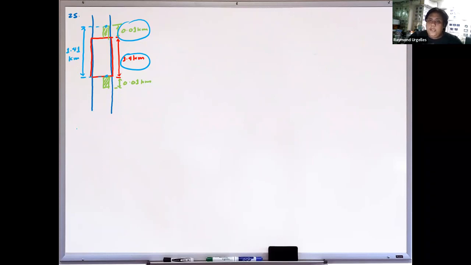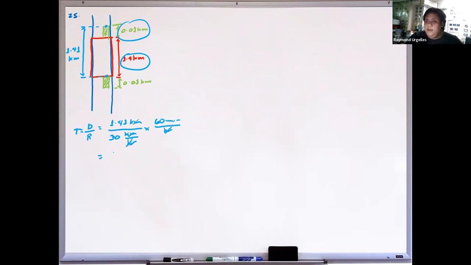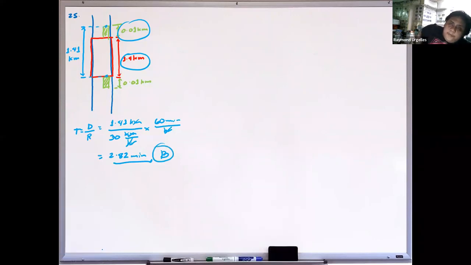So again, saan equal yung time? Distance divided by the rate. So we have 1.41 kilometers divided by, ang sabi sa problem is 30 kilometers per hour. Pero kailangan natin naka-minutes lang, so we have 60 minutes per hour. Kaya magiging minutes yung unit natin dito. You will get this to be 2.82 minutes. So this is also letter B. Any questions number 25?